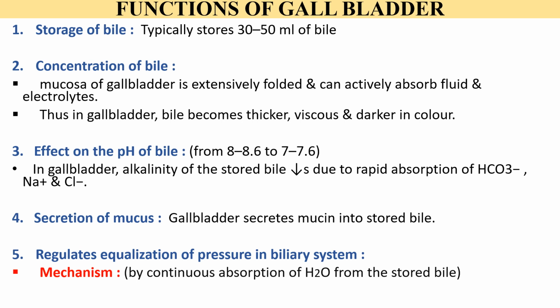First function, you all know very well that it acts as a reservoir for storage of bile. The bile formed by the liver cells is concentrated inside the gallbladder and it becomes thicker, viscous and darker in color. Inside the gallbladder, due to rapid absorption of bicarbonates, sodium and chloride ions, the bile becomes less alkaline compared to that of the liver bile. Gallbladder also secretes mucin that helps in easy passage of chyme in the intestine. Gallbladder regulates the pressure of the extrahepatic biliary system by continuously absorbing water from the stored bile.